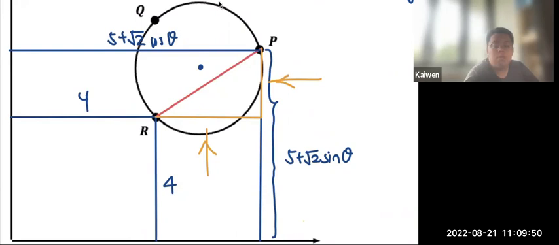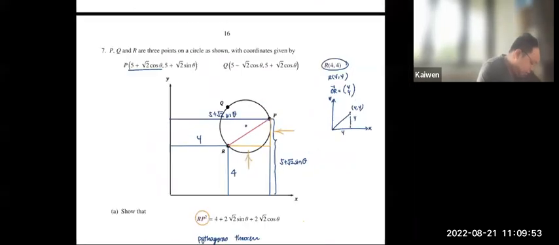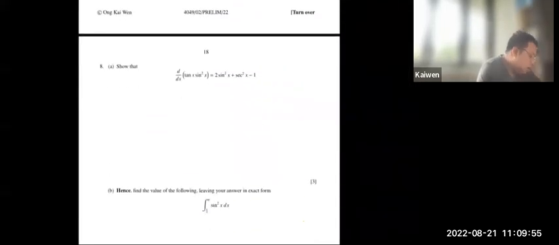Good question. Interesting question. Okay, so this is 7. I'm not going to go through the rest because it is pretty easy. So let's move to 8. Question 8. I'll go through the whole question because this is a very common question that a lot of people cannot do. So let's just go through.